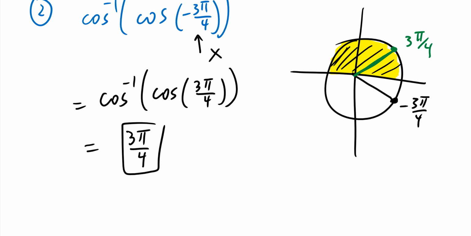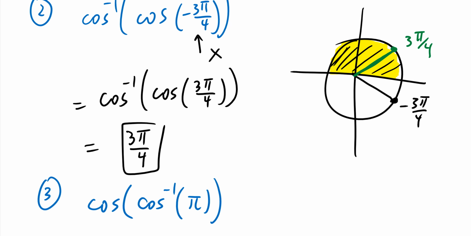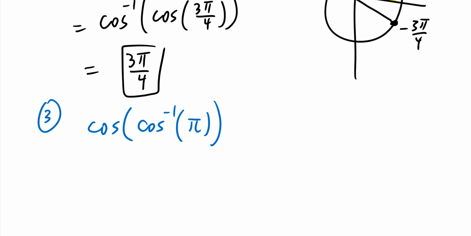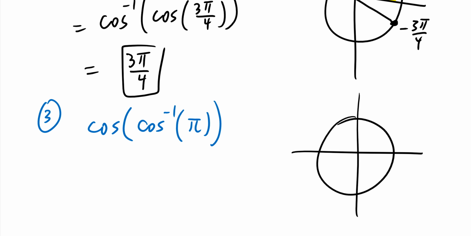And which is in 0 to 2 pi. Another one, find cosine inverse of pi. This would be like the trickiest on a test. So let's see what we get for this one.